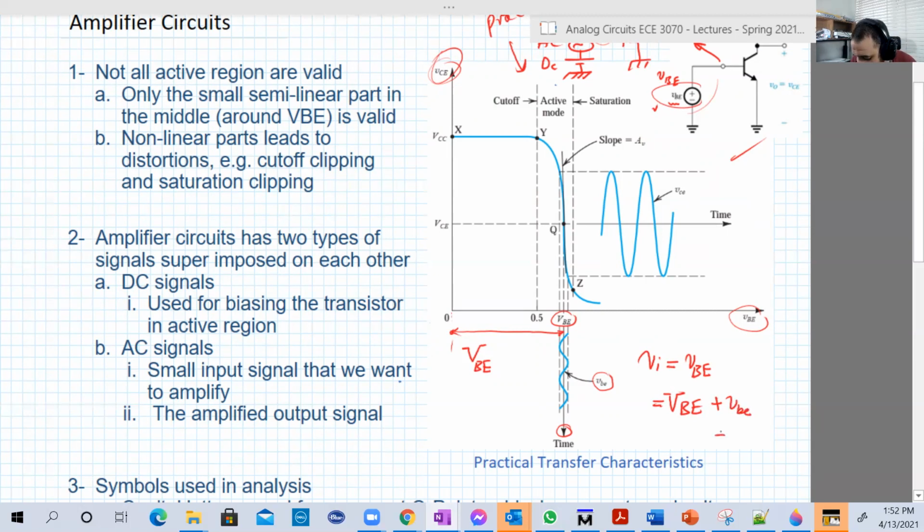Something like, for example, let's say 0.02 sine theta. So for example, the input might be like this, 0.7, which provides the biasing for the base emitter junction, and an AC portion, which is basically the signal that should be amplified. Or this is the input that we want to amplify at the output here.